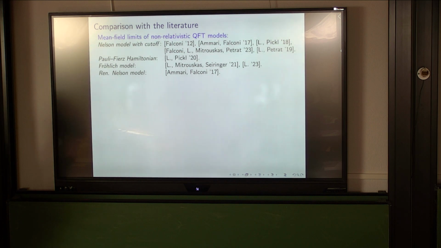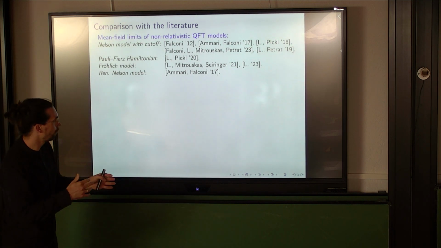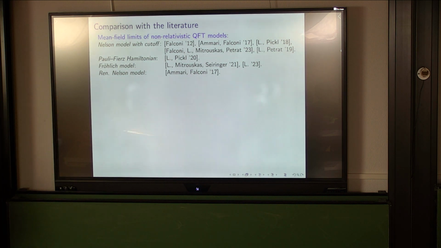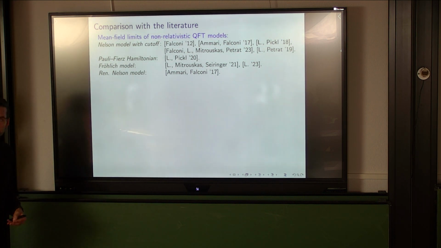And so, in a sense, one can say, since the form domain of the dressed Hamiltonian is the one of the non-interacting one, the dressed Hamiltonian behaves a bit like the Fröhlich model, but its structure is way more complicated.